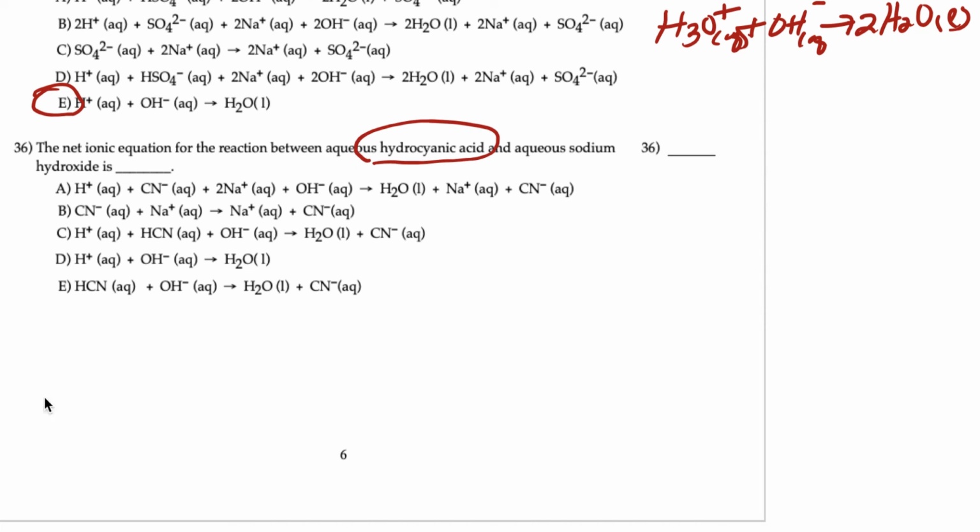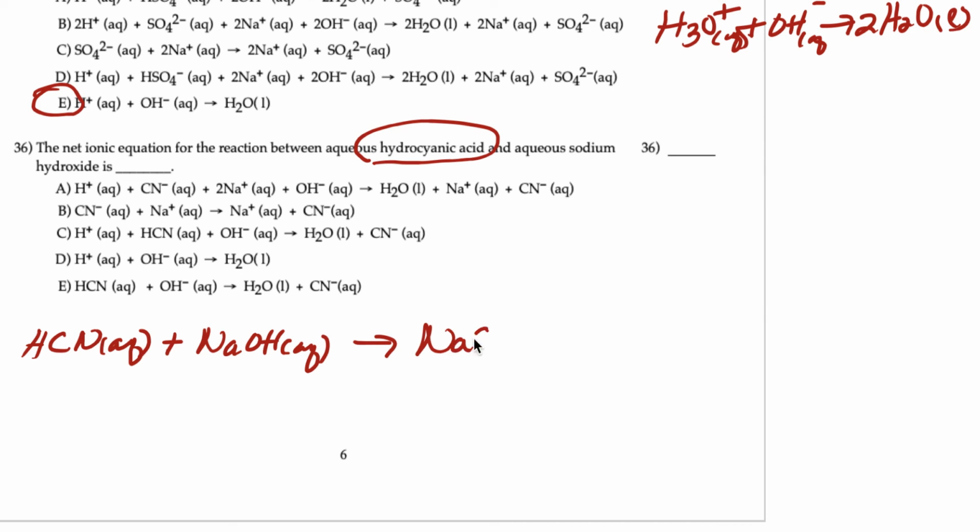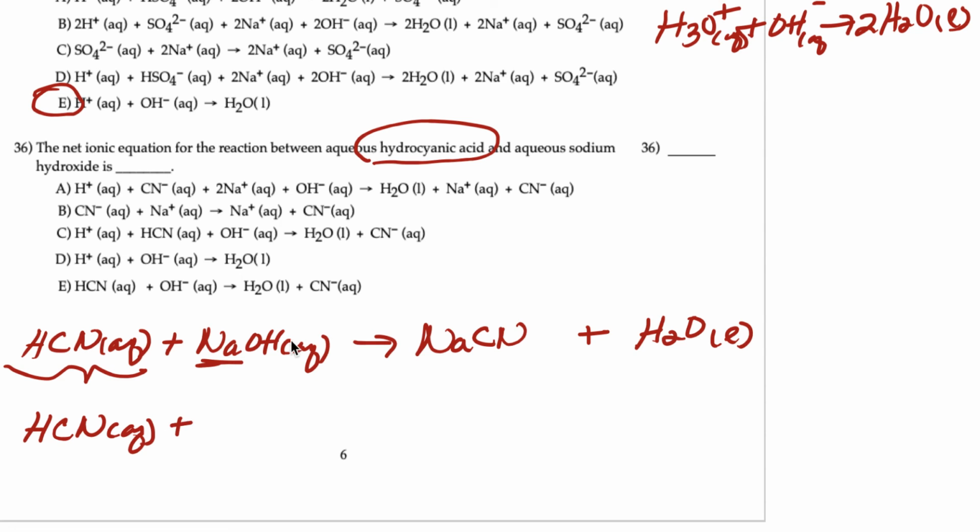Hydrocyanic acid is a weak acid, so let's just go ahead and write the equation. Hydrocyanic acid, we have sodium hydroxide, it's a strong base, and we replace the hydrogen here with sodium, so we have sodium cyanide, and then we replace the sodium here with hydrogen, and we have water. So our net ionic equation then, this does not completely dissociate, so I have to keep it in the equation as is. Sodium hydroxide does dissociate.